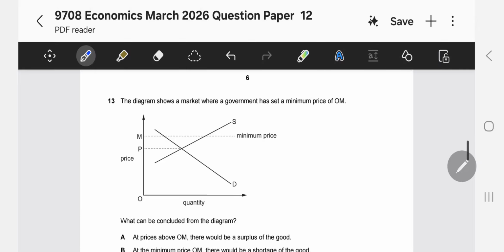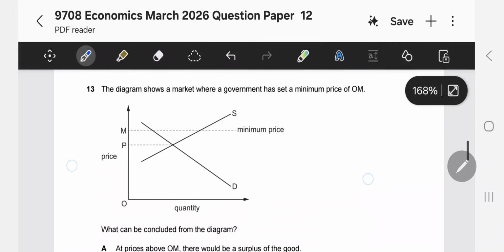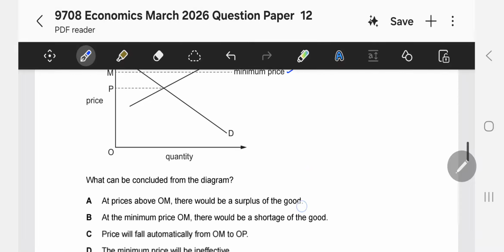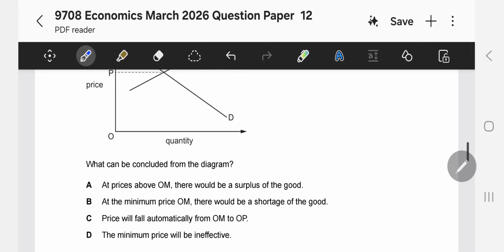Right, let's look at question 13. I'm going to try to make it a bit bigger. The diagram shows a market where the government has set a minimum price, OM. So the price is OM, and this is a minimum price. A minimum price should be above the equilibrium, so that's true. And let's look at the question. What can be concluded from the diagram?